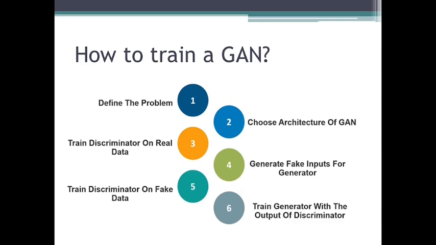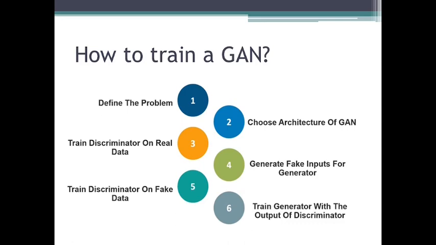The third step is training the discriminator on real data. So we train the discriminator with real data to predict them as real for a number of times, called epochs as well. And then we generate the fake input from the generator. In this step, we are going to generate the fake samples from the generator.